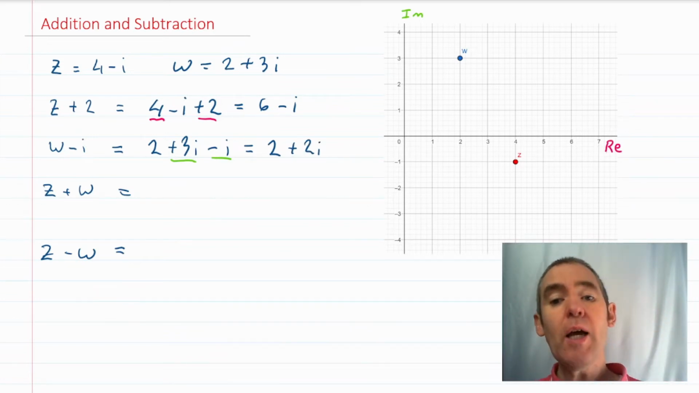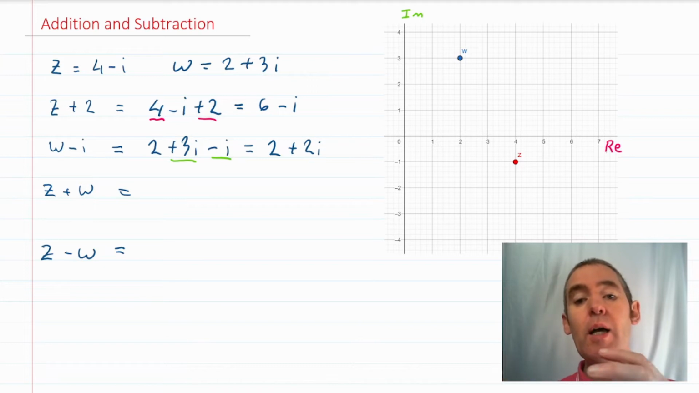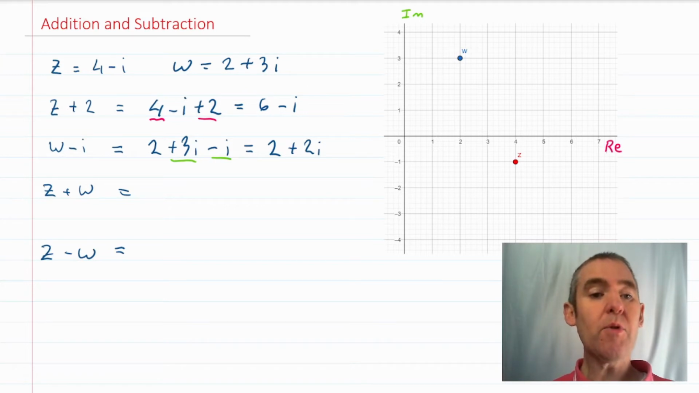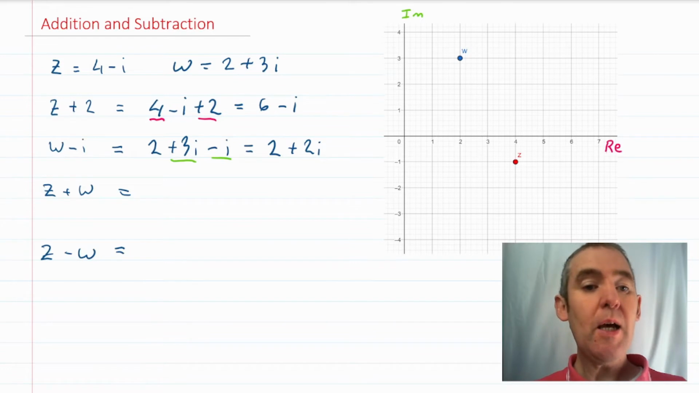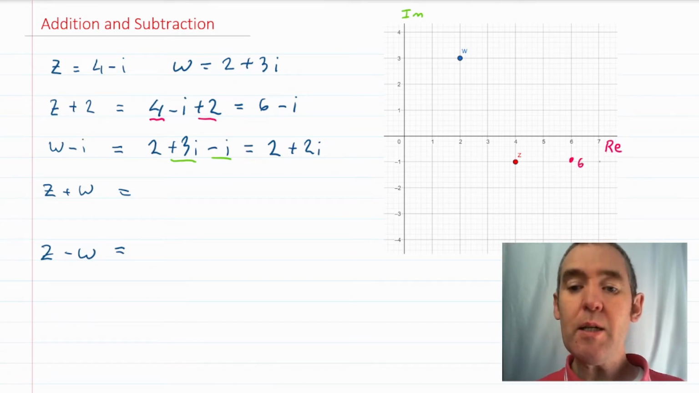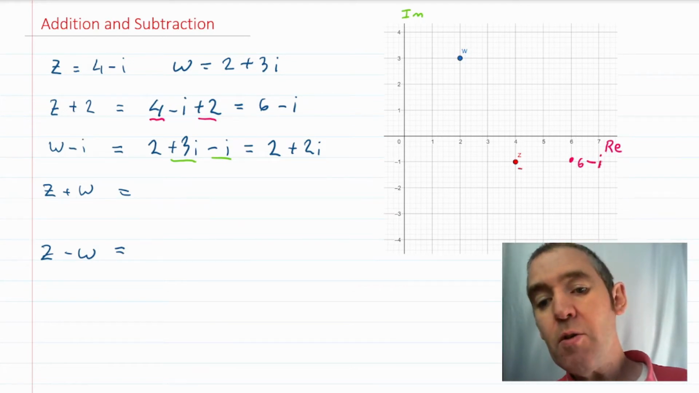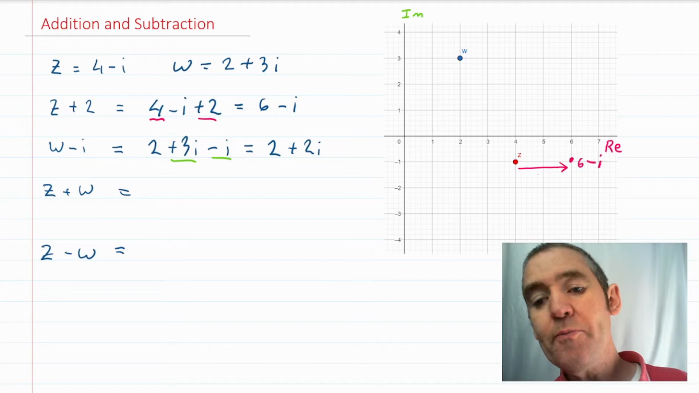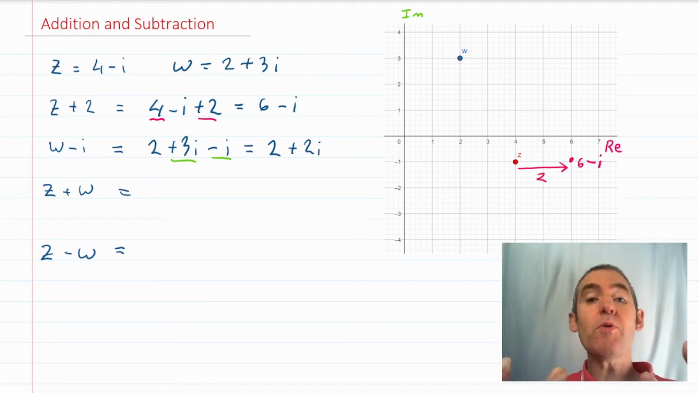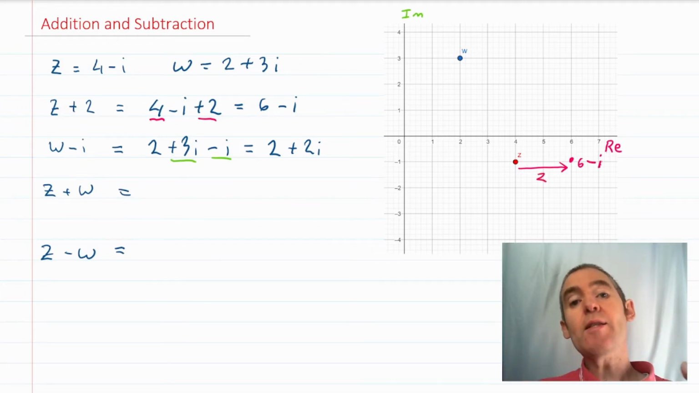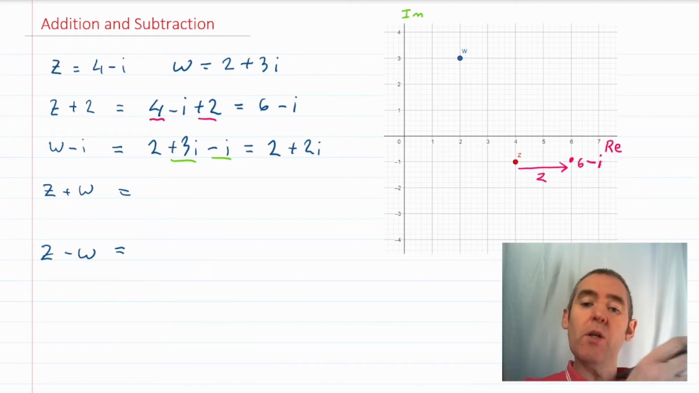It's always helpful to look at what's happening in the Argand diagram, or the complex plane. So I have w and z marked in there, and now we're going to look at z plus 2. So z plus 2 is 6 minus i, which is over here. What I want you to notice is that you're moving across by 2, similar to what you would do on the number line. If you add something, you go in this direction. If you subtract something, you go in that direction.